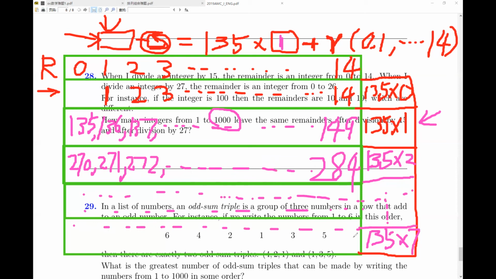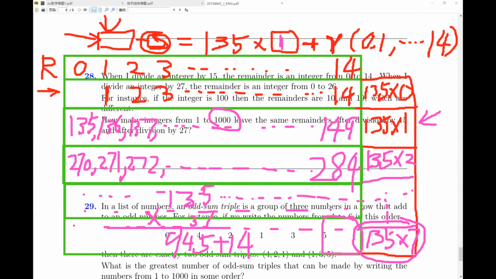So we only fill in the last column because this one we need to check. Let me check 135 times 7. What's the result? It cannot exceed 1,000. So 945, I think. 945, right? Because the last one should be 945 plus 14. If it's more than 1,000, it doesn't work. Make sure the last one is within 1,000. So if this number is still less than 1,000, it's still good for us, right? So now we only count how many rows there are. Start from 0. This is row 0, row 1, until the last one, row 7. How many rows are there? 8 rows.